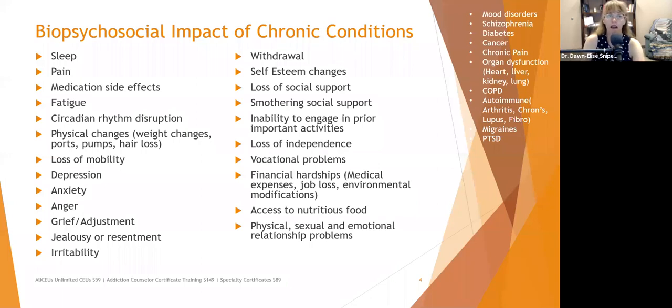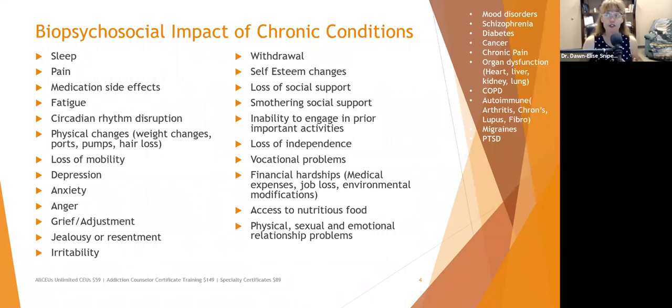Jealousy or resentment of other people who don't have that issue, people who aren't clinically depressed, people who don't have an eating disorder, people who don't have asthma. Irritability, withdrawal, and in this case, withdrawal is social withdrawal from other people, withdrawal from activities, because you don't have the desire to engage with other people because you hurt too much, because you're too tired, because you're too depressed, because you feel like they're going to reject you in some way. I see a lot of people who have colostomy bags often go through a period where they withdraw from contact with other people because they feel very self-conscious of that.